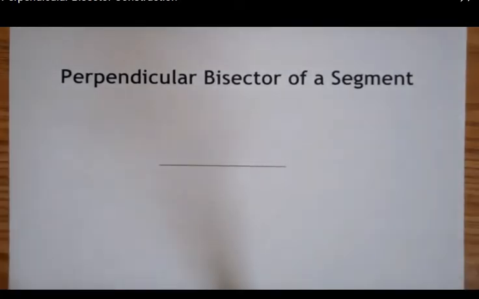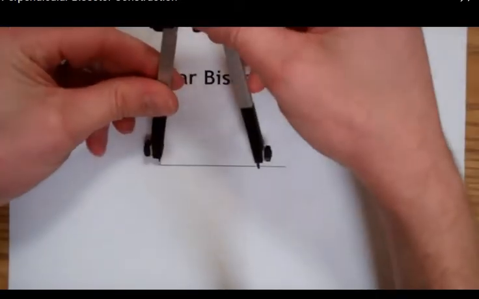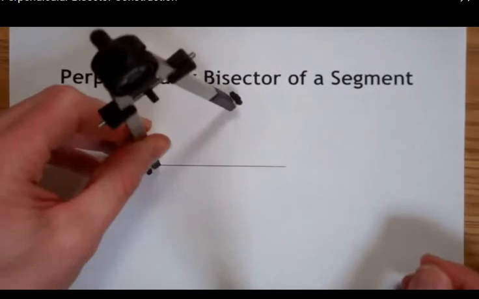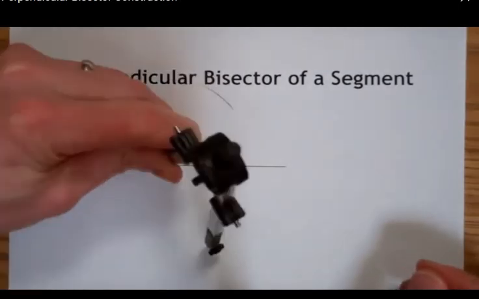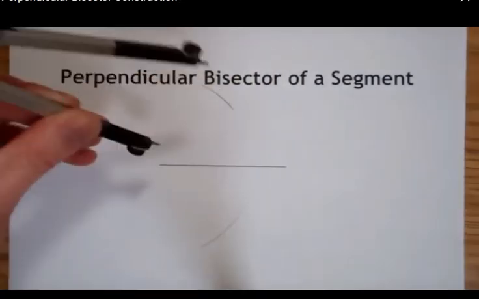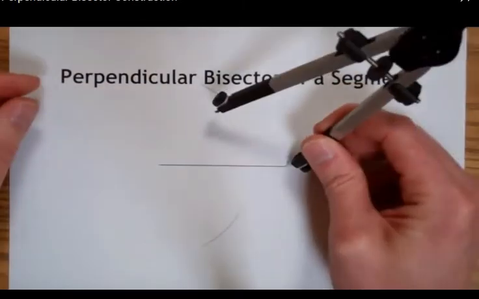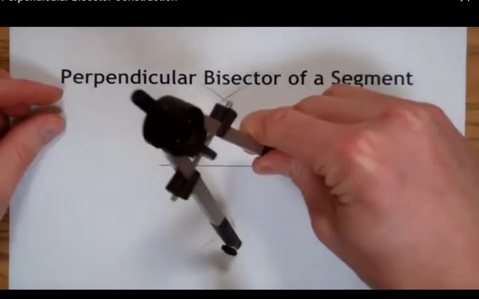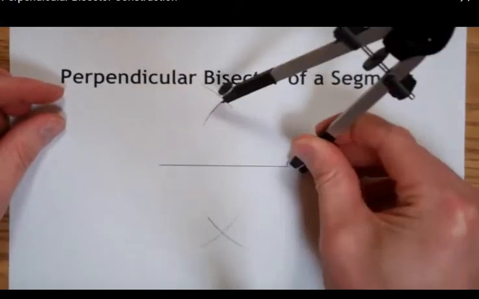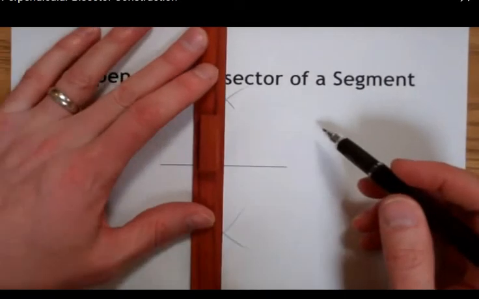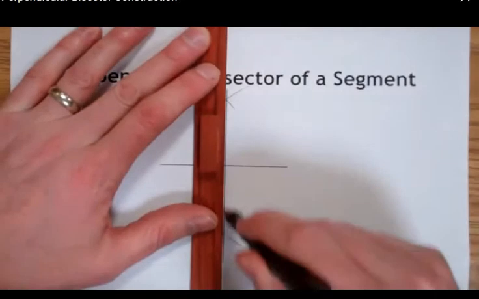First step is to set your compass so that it is more than halfway across the segment. I'm going to set mine about this much. I'm going to make an arc above and below the line with my point stabbed into one endpoint. I'm going to move my point to the other endpoint, stab it in, and make intersecting arcs above and below the segment. Then I use my straight edge, connect those two intersections, and that's my perpendicular bisector.